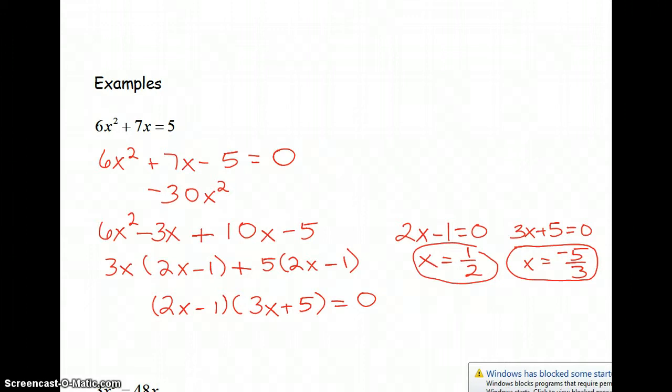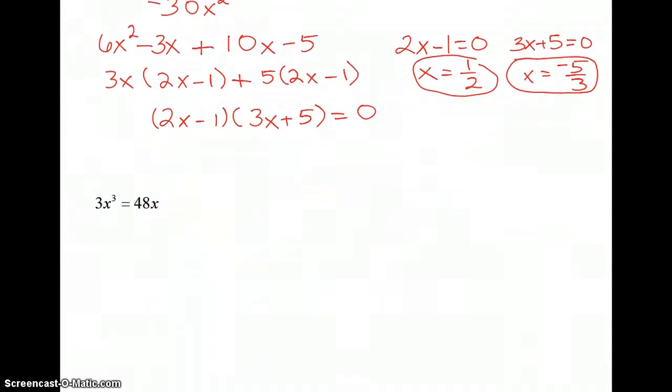So still, factoring is going to be important. Like I said, it won't go away. It's going to be something you're going to have coming up again and again. So let's look at another example.